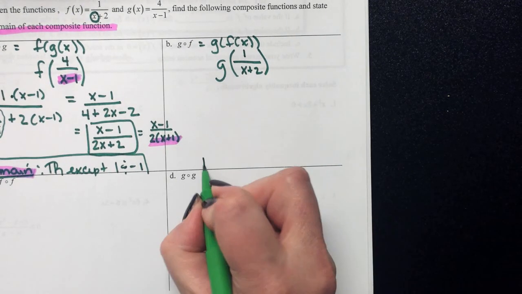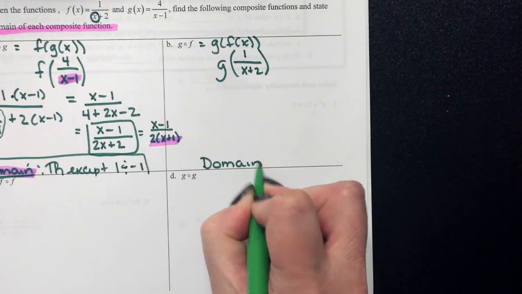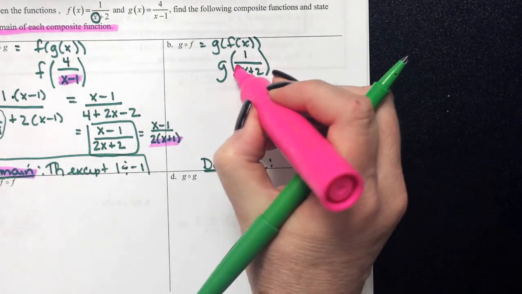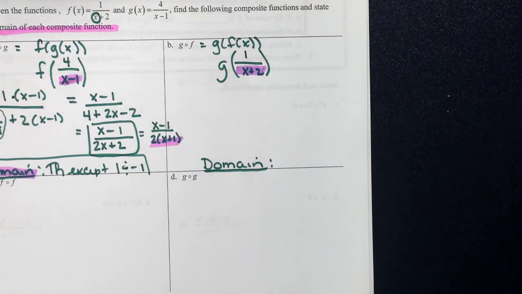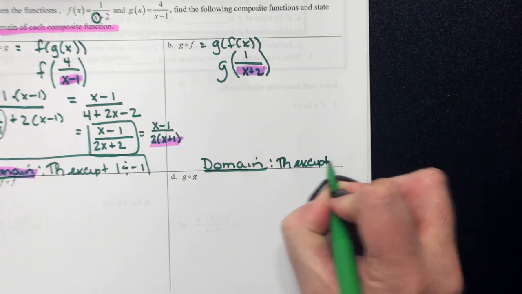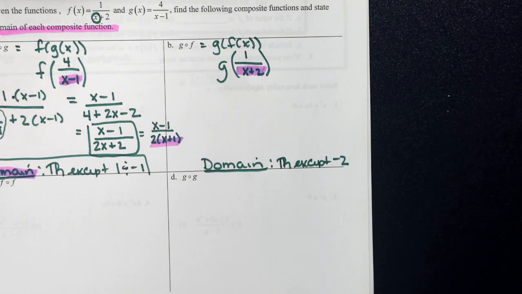So now, start building the domain. As soon as you recognize the input function, start writing what the domain is going to be. What's the domain of 1 over x plus 2? The domain is all real numbers except what? Negative 2. So right away I know the domain of this composite is going to be all real numbers except negative 2. I'll be adding more to my list once I come up with the final answer.